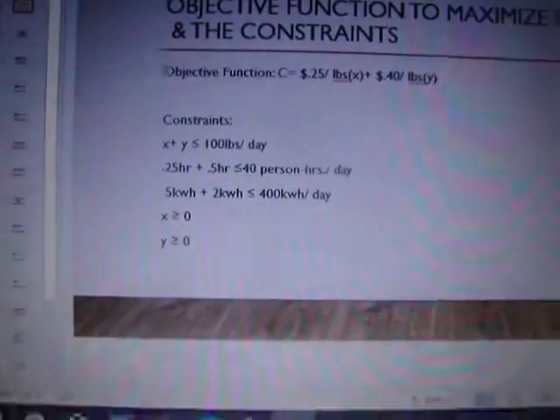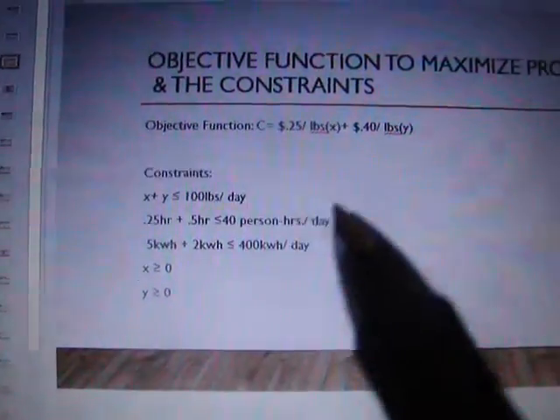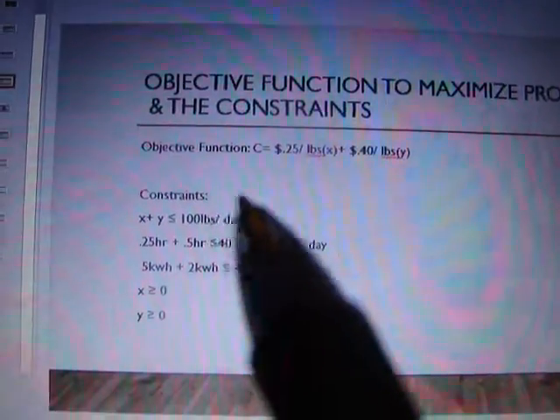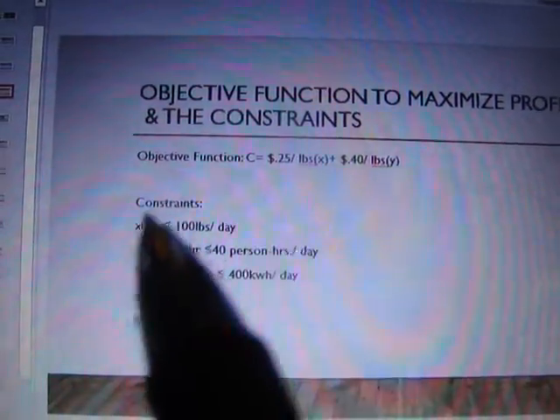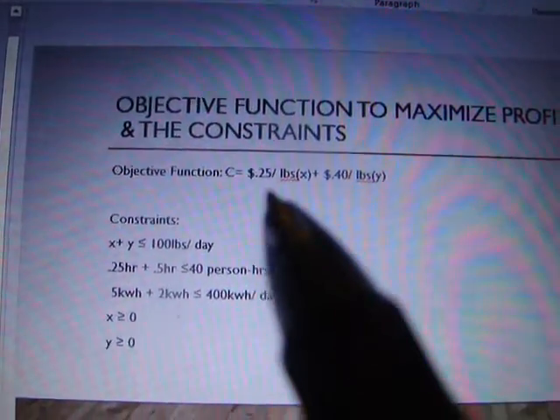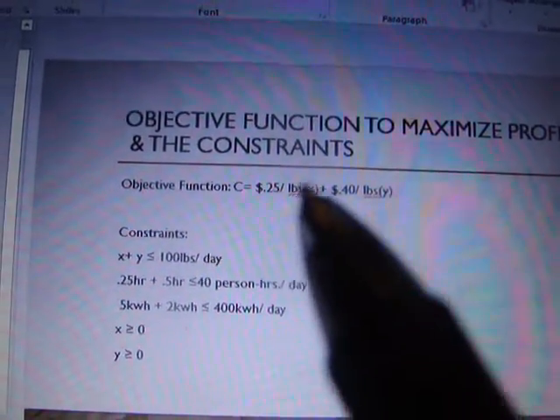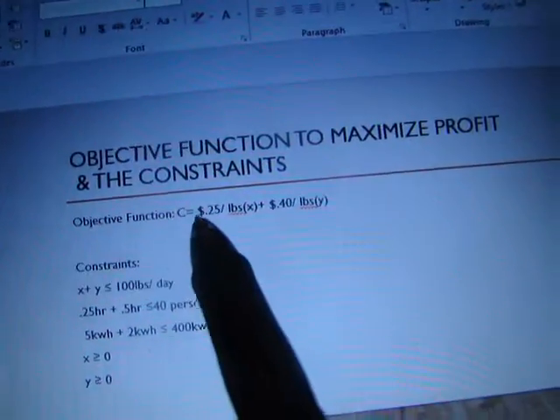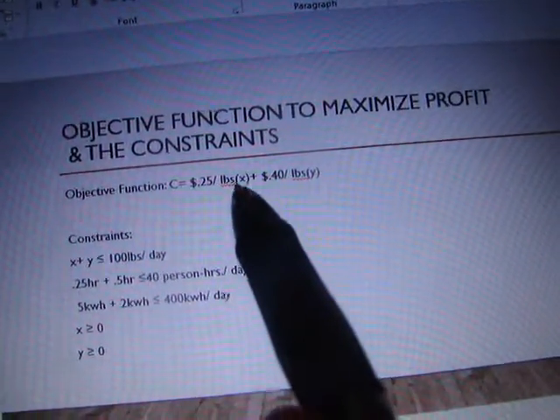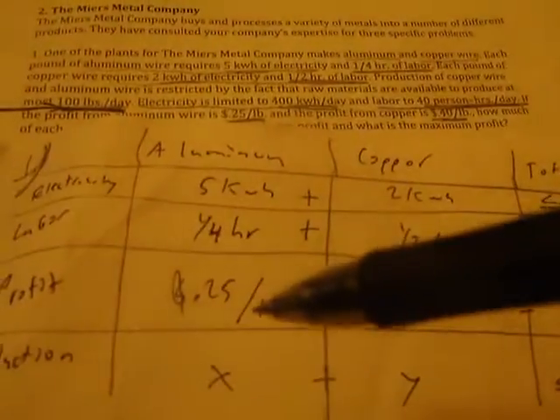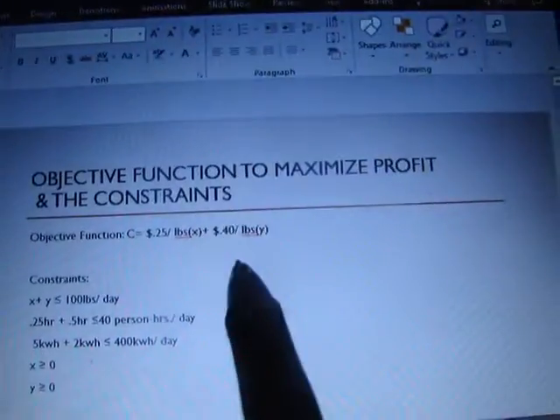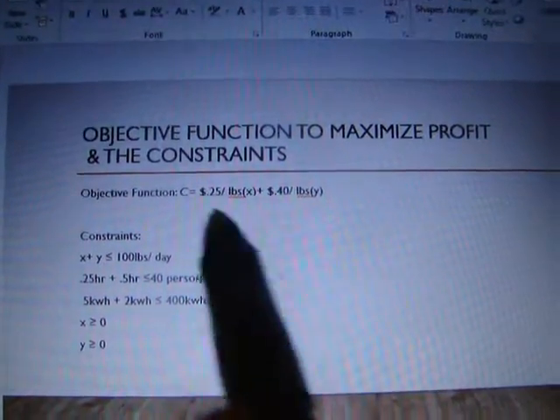Next are the objective function and the constraints. Our objective is to find the maximum profit from how much we can sell of aluminum and copper. So the equation is C equals 25 cents per pound times X, where X is aluminum, plus 40 cents per pound times Y, where Y is copper. That's the objective: we need to find how much we can get out of that.